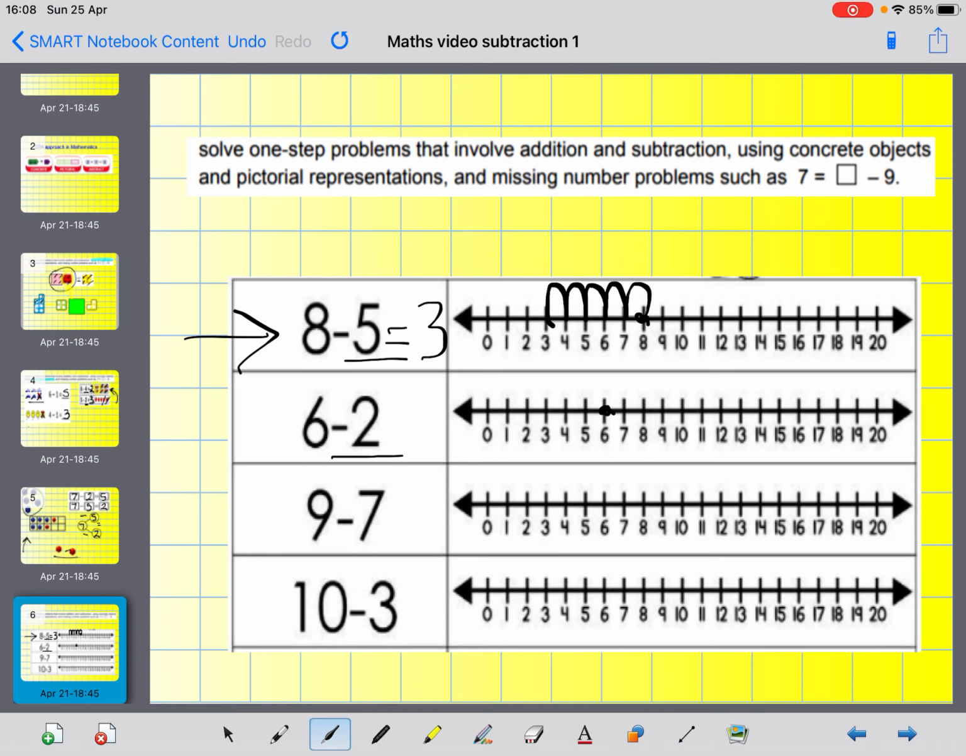So when we're subtracting, we need to count backwards. And how many times do I need to do? 2. So 1, 2. And I landed on number 4. So 6 subtract 2, the answer is 4. And then we can move on and answer other different subtraction problems using the number line.